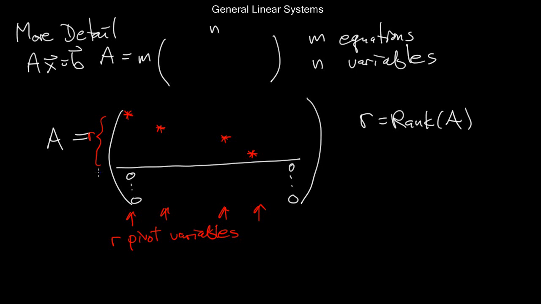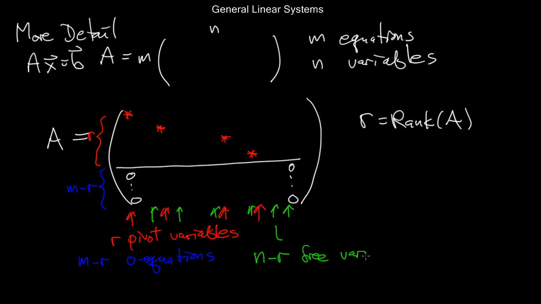And since you have r non-zero rows and m total rows, the number of zero rows is m minus r. That is to say, this is the number of equations where the left-hand side of the equation is all zeros. This is not the augmented matrix. The right-hand side of the equation, the b, is whatever it is. So you have m minus r of these. And since you have r pivot variables and n variables total, the number of free variables is n minus r.